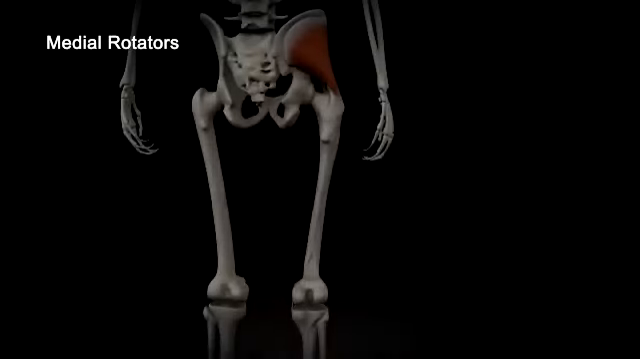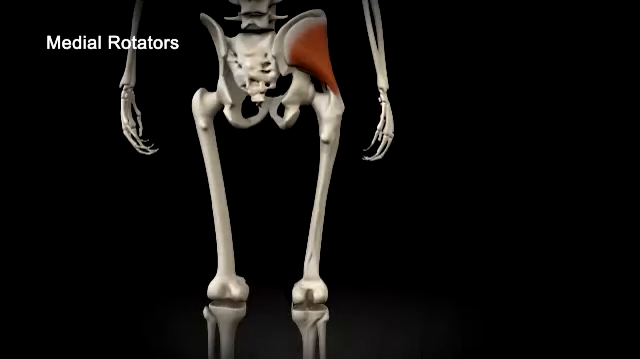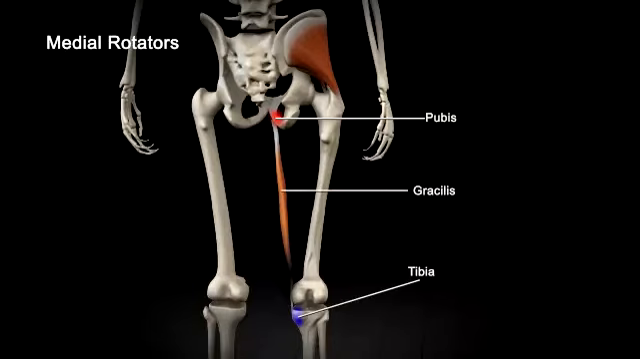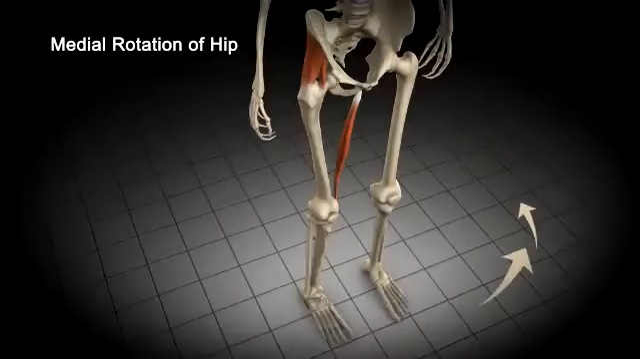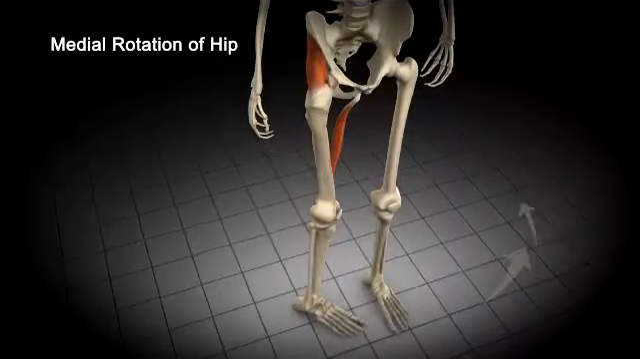Another, more superficial medial rotator is the gracilis. It originates on the pubis and inserts on the medial part of the tibia. All three medially rotate the hip.